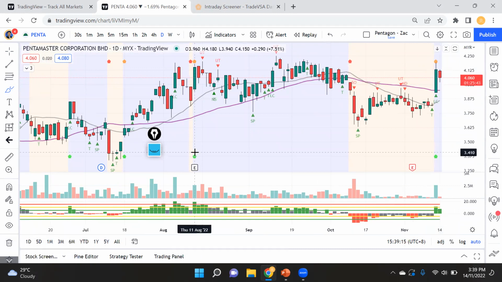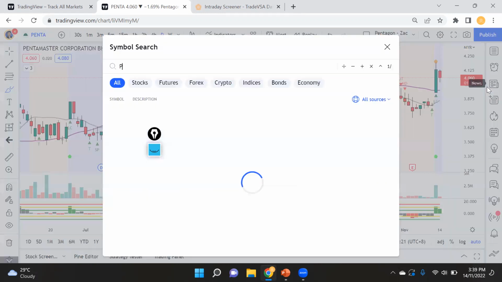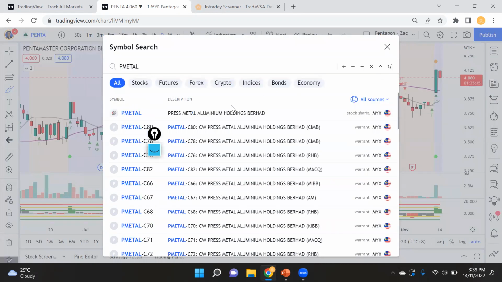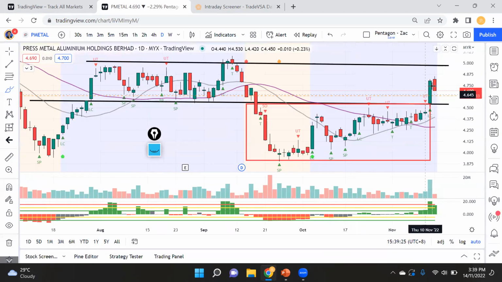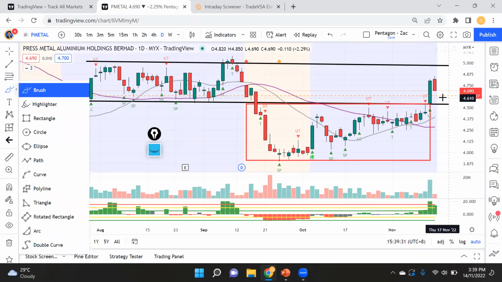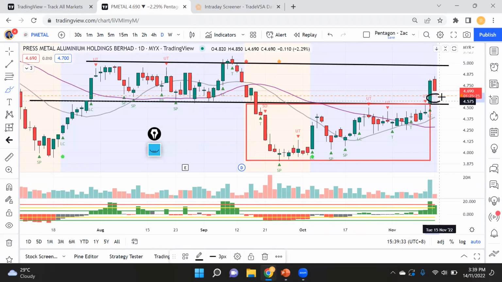Okay, in this area over here. So that's Penta. Just now I think still got one. Yeah, P metal. I think it's P metal. Okay, so P metal, it's still very far from support. Actually, I'm aiming somewhere around 46 something. Okay, so hopefully come back to this area.